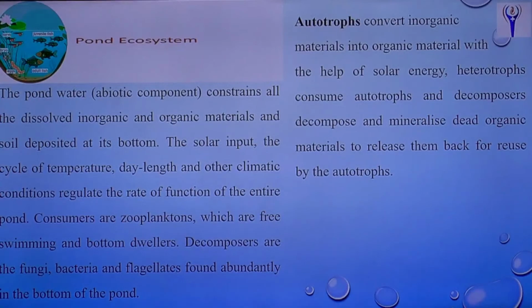Okay, we'll see an example in the pond ecosystem. The pond water, which is considered to be an abiotic component, has all inorganic and organic materials deposited at the bottom. And the solar input and the cycle of temperature, day length and other climatic conditions regulate the rate of function of the entire pond.